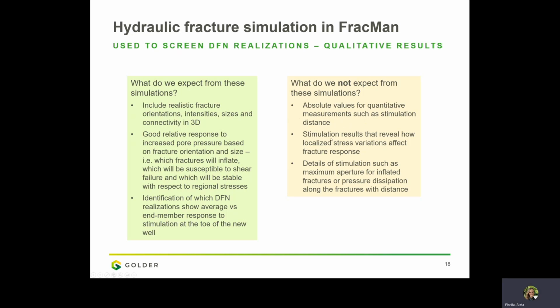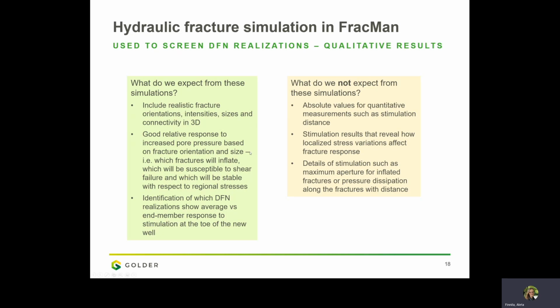And by the same token, you wouldn't use this work to try to evaluate how localized stress variations affect fracture response. By localized stress variations, I mean stress shadowing, which we're not including in here. And we're not including how the actual presence of these fractures is affecting the local stress environment. So it would be inappropriate to use these results to study that. And other things, such as understanding how much the apertures inflate or how the pressure dissipates with distance along these fractures, those are inputs in this simulation. They're not outputs. So you wouldn't use that for this.